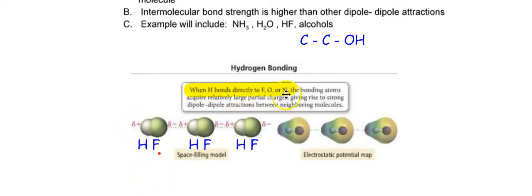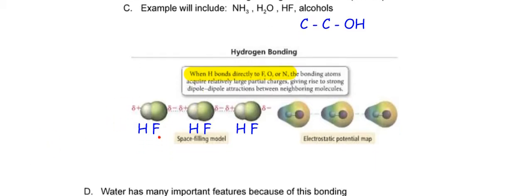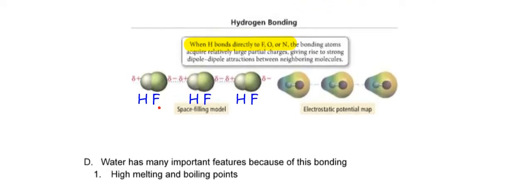And what did I highlight right here? When the H bonds directly to F, O, or N, the bonding atoms acquire relatively large partial charges, giving rise to very strong dipole-dipole attractions between the neighboring molecules. Okay, so again, this is a super-duper case of dipole-dipole. Okay, so it's even stronger, therefore harder to separate when you boil it or something. So water has many important features because of this bonding, high melting and boiling points.